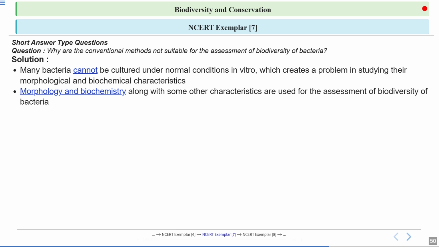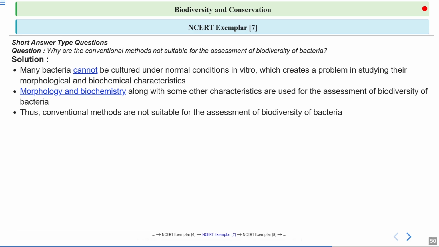These methods help in identifying and classifying bacteria more accurately, as conventional techniques may not capture the full range of bacterial diversity. So, instead of conventional methods, other methods are being used, like these bacteria are being analyzed at the biochemical level. So, morphology and biochemistry are also taken into consideration to classify these bacteria. Thus conventional methods are not suitable for the assessment of biodiversity of bacteria.